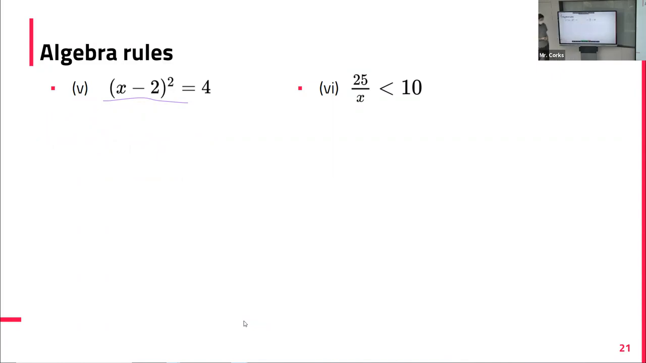So what's the easier thing to do? Taking the square root. So square root of each side, and what will I have on the right? Plus minus 2, because the square root of 4 could be a positive 2 or negative 2. Now, what do we have to do to solve for x?